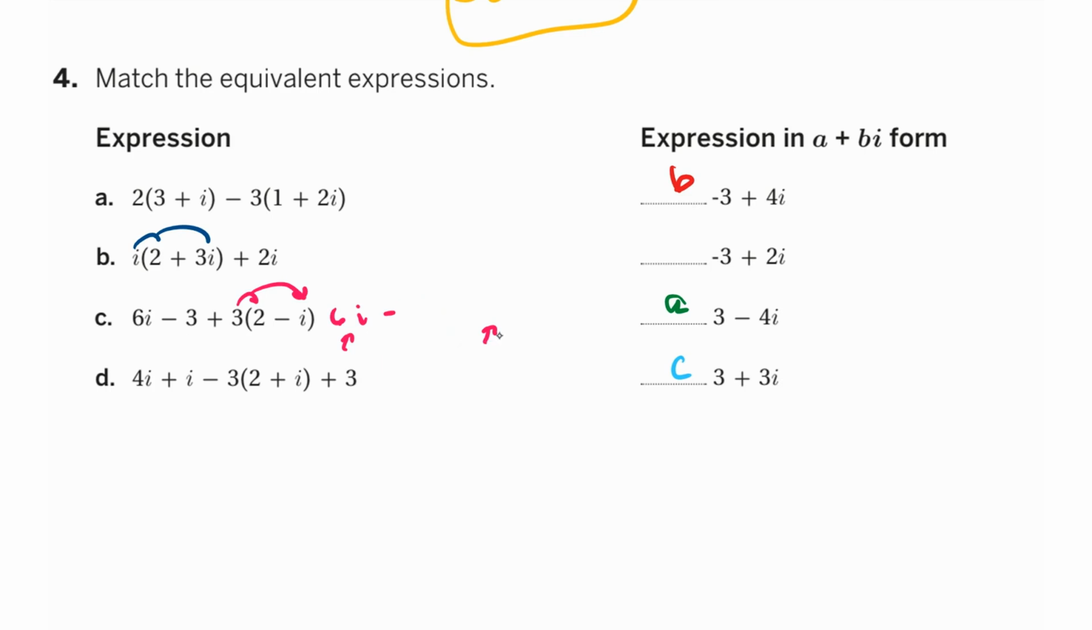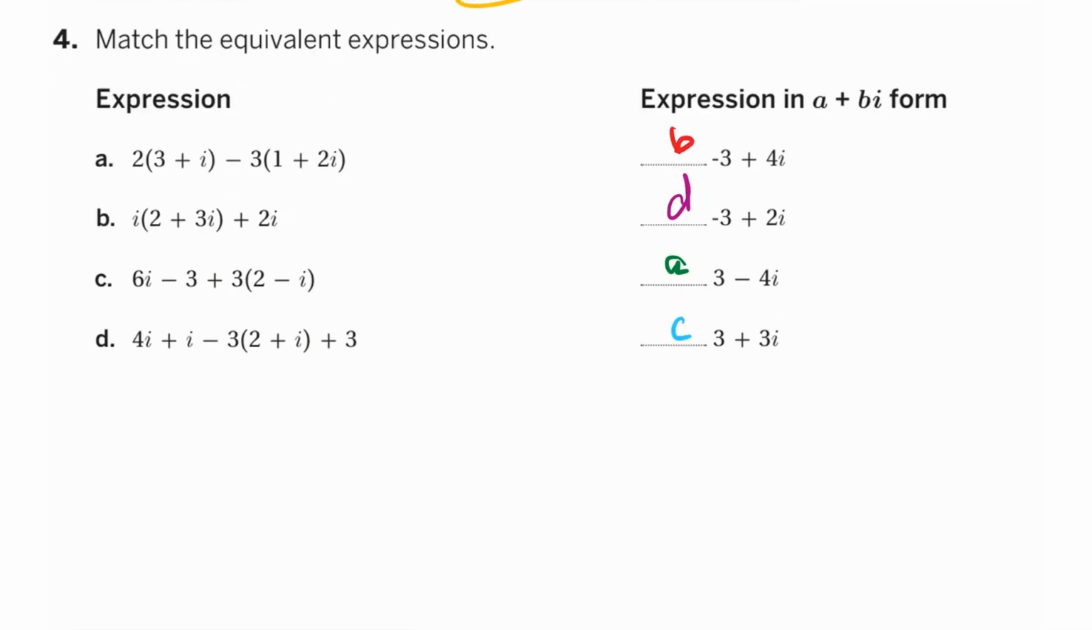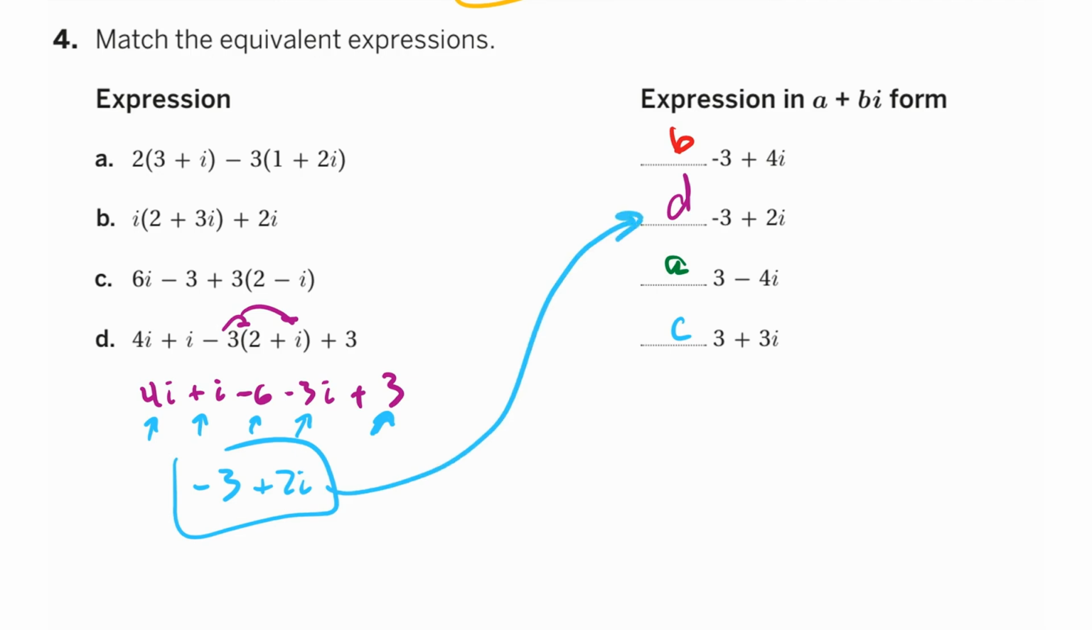Yes, we could use process of elimination to say that our final answer here is D, but if you're watching these videos, you probably want the practice anyways, so I'm going to show how that works. 4i plus i minus 6 minus 3i plus 3. I'm going to do all my constants first, so -6 and 3 is -3. Then 4i plus i is 5i, minus 3i is positive 2i, which gives me -3 plus 2i.